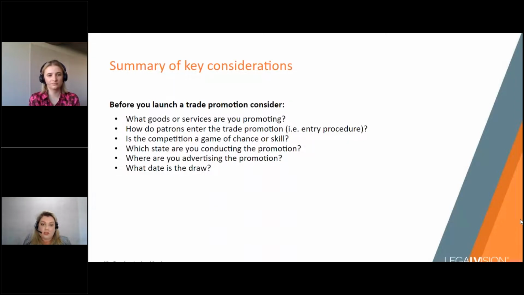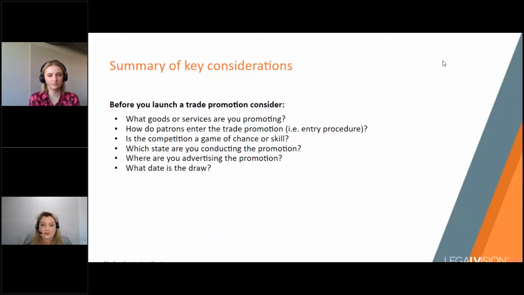If you're launching the advertising of your trade promotion on social media, think about the particular rules that different platforms have that govern advertising and how your trade promotion and advertising of that trade promotion may fit within the different rules that are imposed by social media companies.